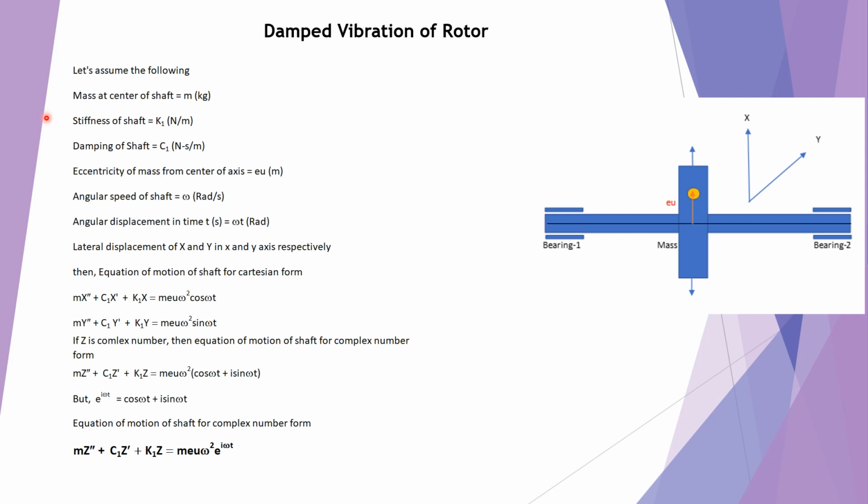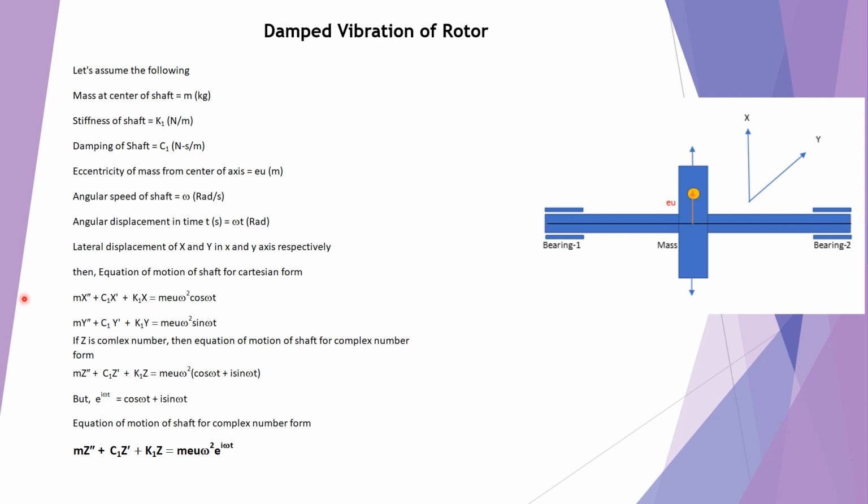So let's assume the following: mass at the center of shaft is m kg, stiffness of shaft is k1 Newton per meter, damping of the shaft is c1 Newton second per meter, eccentricity of mass from center of axis is equal to eu in meter, angular speed of the shaft is omega radian per second, angular displacement in time t will be omega t radian, and lateral displacements of the shaft are x and y in the x and y axes respectively.